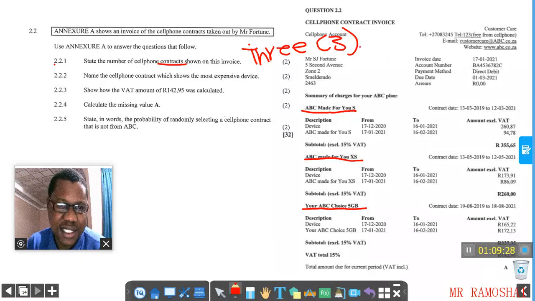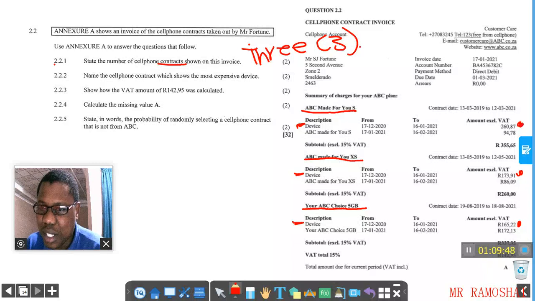They are 3. 2 marks. Name the cell phone contract which shows the most expensive device. So here is a device, here is a device, here is a device. So you must compare these prices. Which one is high?